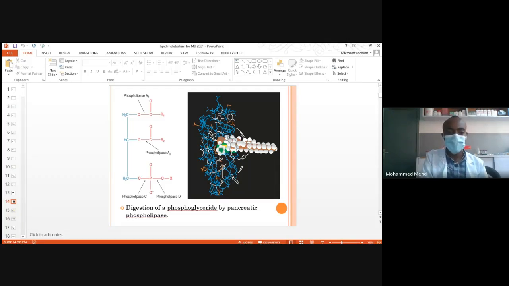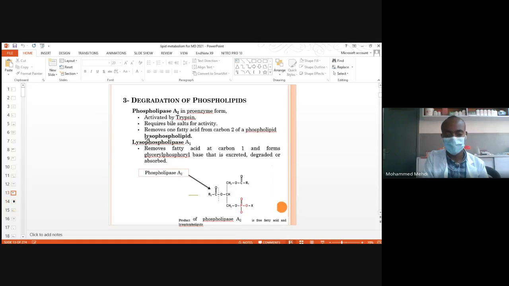So at the end of this enzyme digestion, we'll have free fatty acid formation, and lysophospholipid will be formed. Free fatty acid plus lysophospholipid will be formed at the end of this enzyme digestion. So we finished all three types of lipids. Now they are digested by enzymes. Pancreatic lipase is for triacylglycerol, cholesterol esterase is for cholesterol ester, and phospholipase A2 is for phospholipid digestion. They digest their own types of lipids.